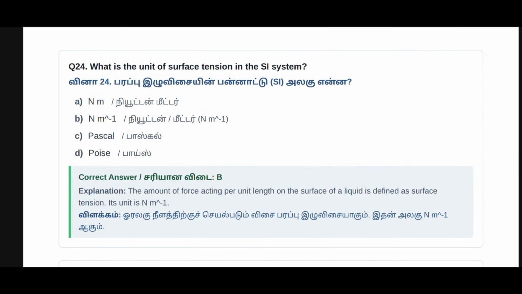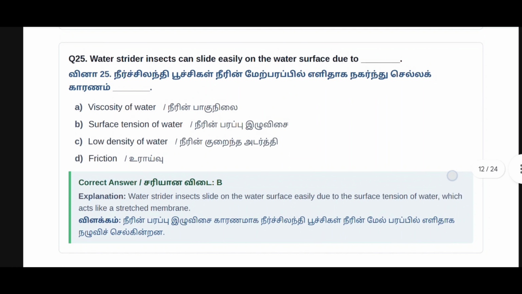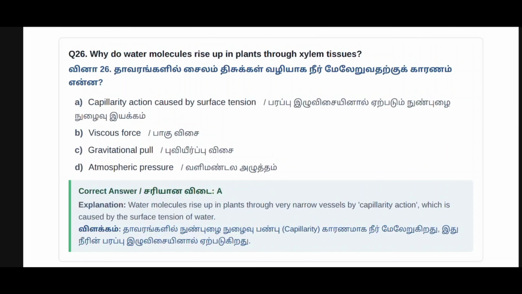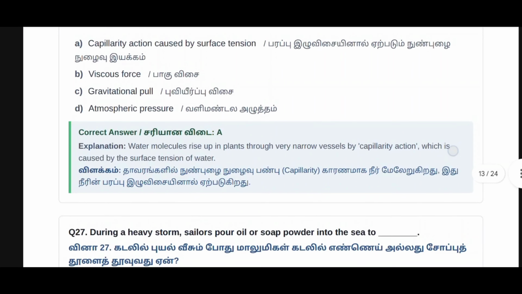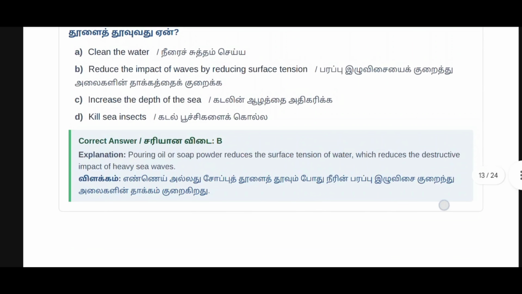What is the unit of surface tension in the SI units? Option B, Newton m power minus 1. Water strider insect can slide easily on the water surface due to option B, surface tension of water. Why do water molecules rise up in plants through xylem tissues? Option A, capillary action caused by surface tension. During a heavy storm, sailors pour oil or soap powder into the sea to dash. Option B, reduce the impact of waves by reducing surface tension.